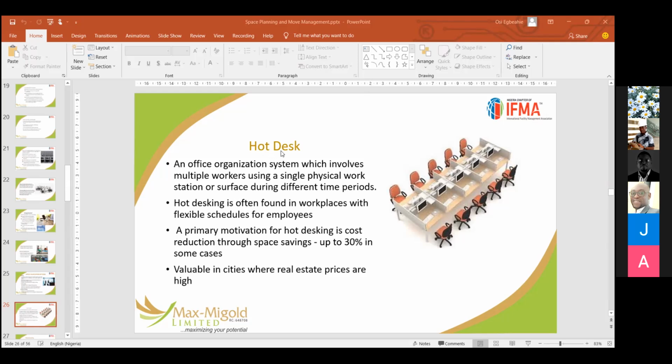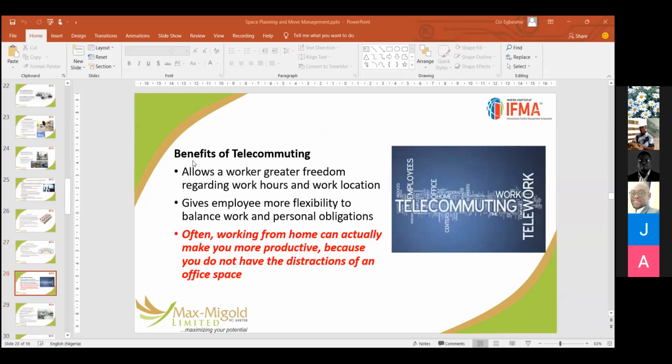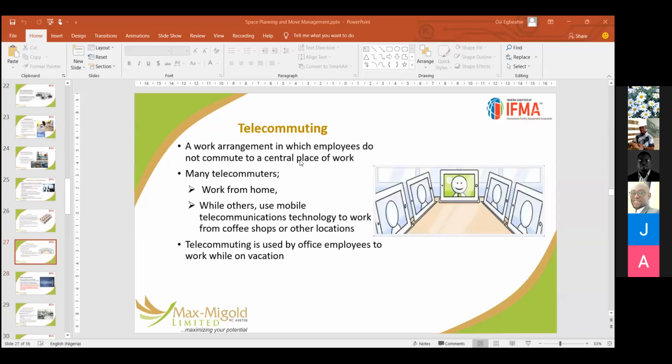Telecommuting is a work arrangement in which employees do not commute to a central place. They don't gather in a central place; they can be wherever they are. Like we're having this meeting now, it is a bit of telecommuting. Wherever you are, you're connecting into the Zoom network, where we can now have this training. You can also use that for meetings, which offices still use. Let's get a channel on Zoom and use that.